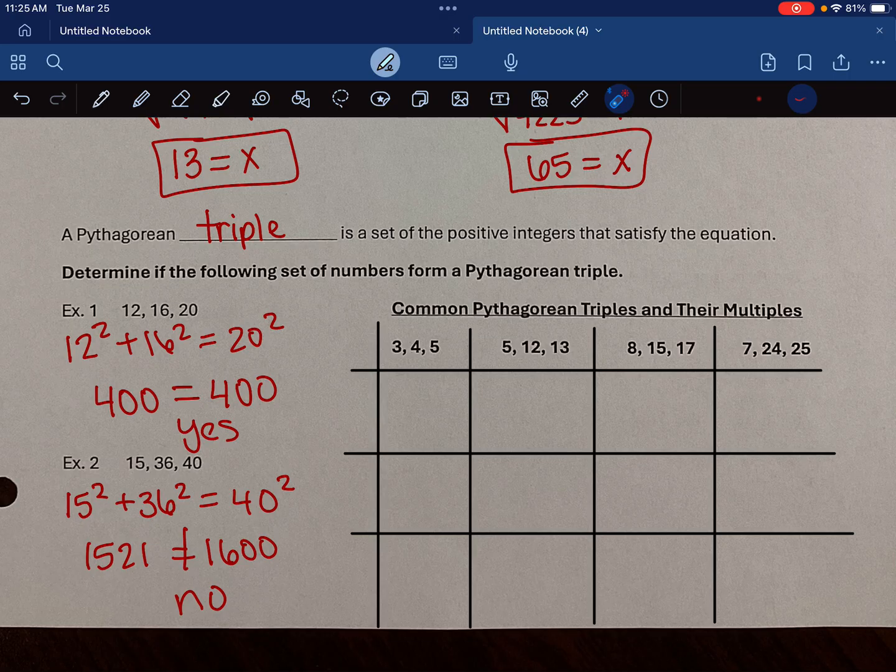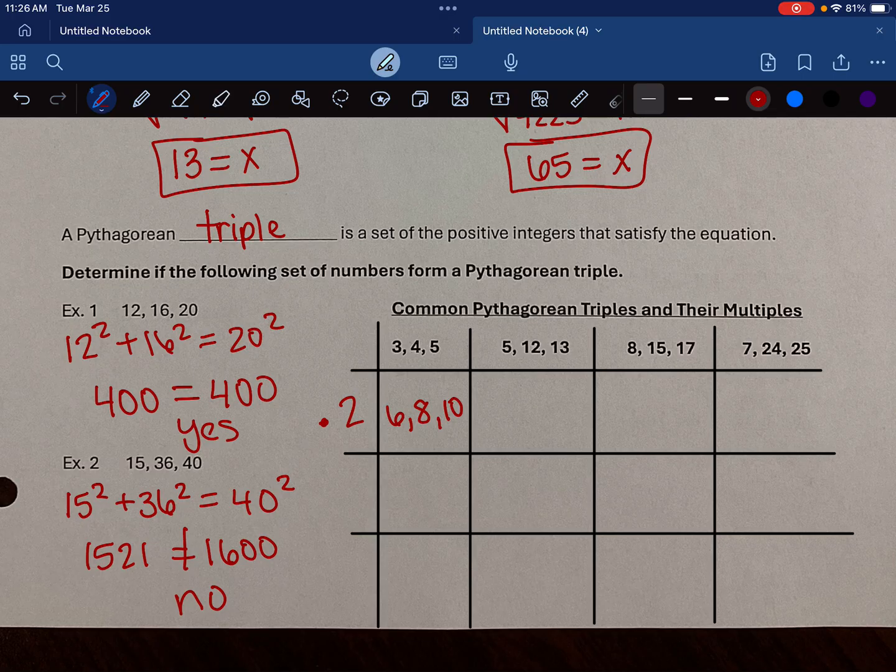Now, the other thing that can happen is if I double each of those numbers, so I multiply by 2, what do I get if I double 3? 6. What about 4? 8. And 5? 10. 6, 8, and 10 are also Pythagorean triples.